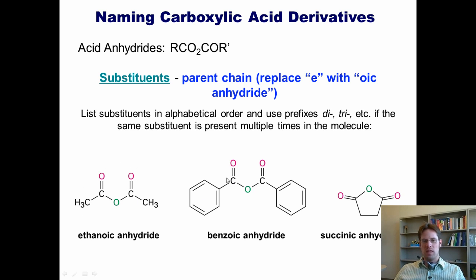You'll notice that this parent chain is a benzyl group, so we call it benzoic anhydride. And this compound, which actually doesn't follow a straightforward conventional name for you guys, is just one that I thought I'd throw up here. It is called succinic anhydride.